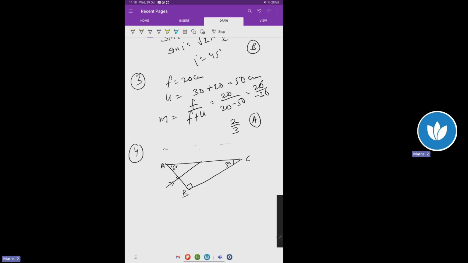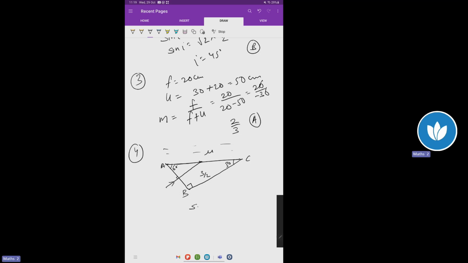And here some liquid is given. Refractive index of the prism is 3 by 2. The limit of mu for which total internal reflection takes place at the face AC. Here at face AC, TIR is happening. And the refractive index of this liquid is mu.